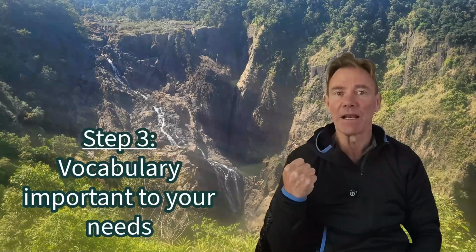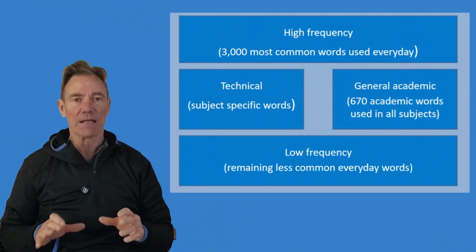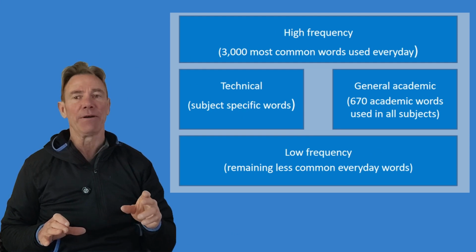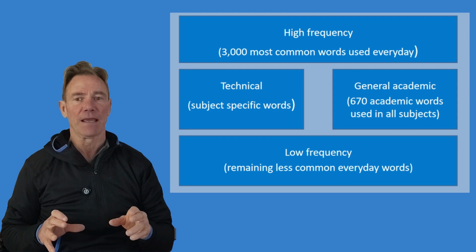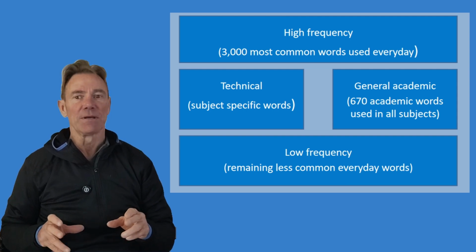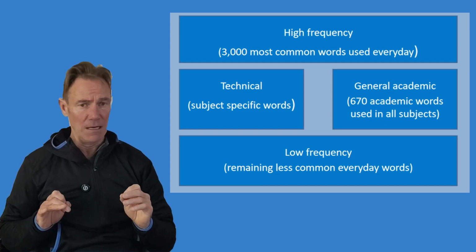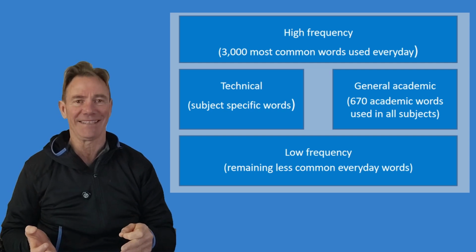Step 3. Vocabulary important to your needs. Think about the 4 types. High frequency vocabulary is the most common and useful for everyday English. Start with these words because you'll hear and see them a lot. And they'll help you in your daily life. We will focus more on these later.